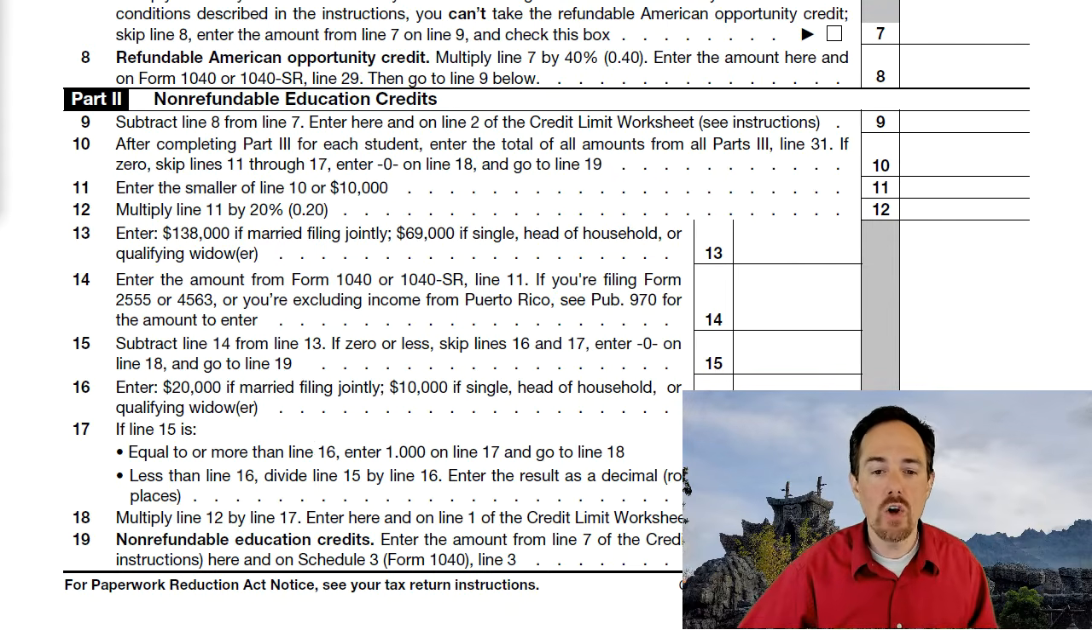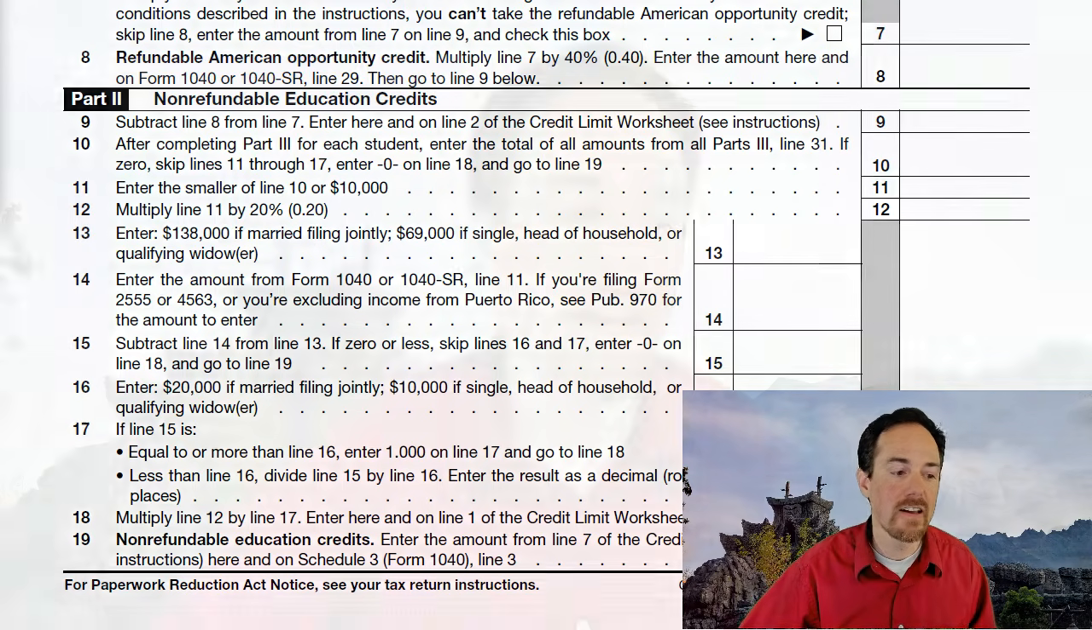Now, I want to be clear who gets the credit in any of these cases. The student claims the credit only if the student is filing their own taxes independent and they are not claimed as a dependent on someone else's tax return. If you're a student and you're claimed as a dependent on someone else's taxes, on your parents' taxes, it's your parents who get any of these education credits. Only the one who claims the student as a dependent may claim the American Opportunity Tax Credit or the Lifetime Learning Credit.